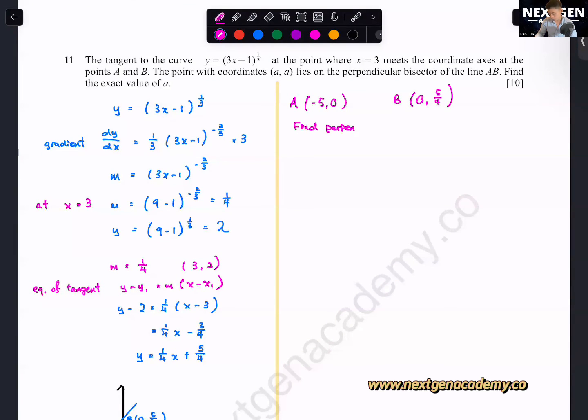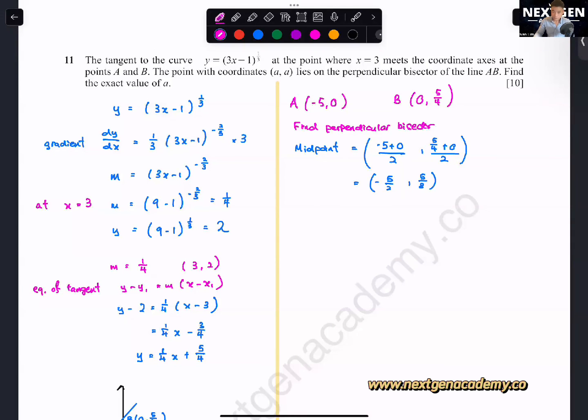Let's find the perpendicular bisector. What do we need? We need the midpoint and the gradient. So let's find the midpoint of AB. The midpoint is x1 plus x2 over 2, so negative 5 plus 0 over 2, and 5 over 4 plus 0 over 2. You will get negative 5 over 2 and 5 over 8.